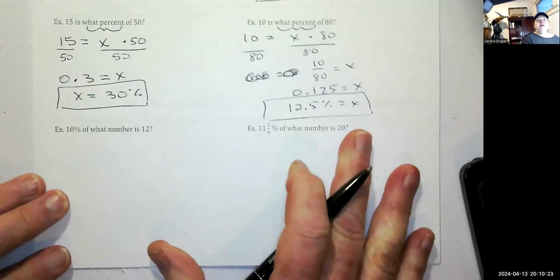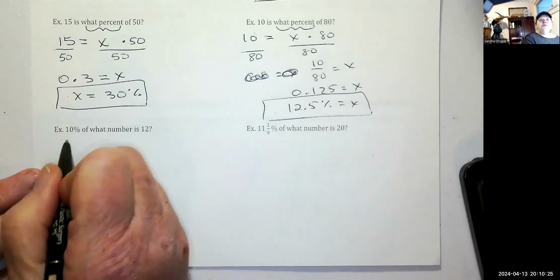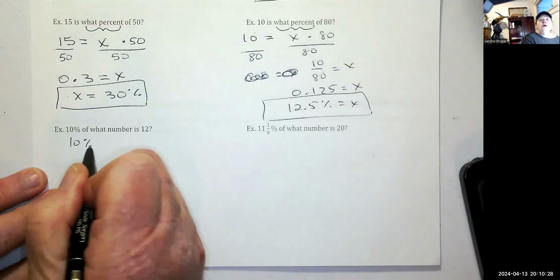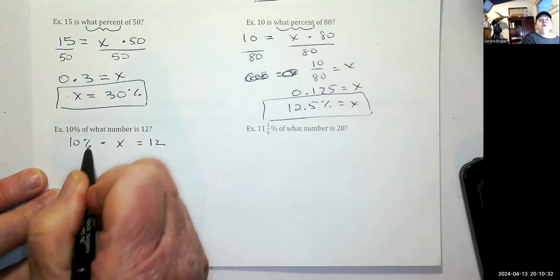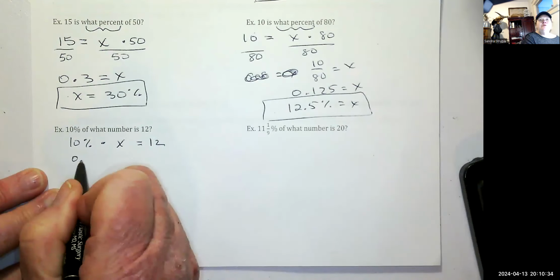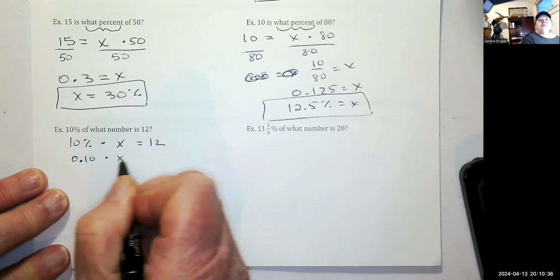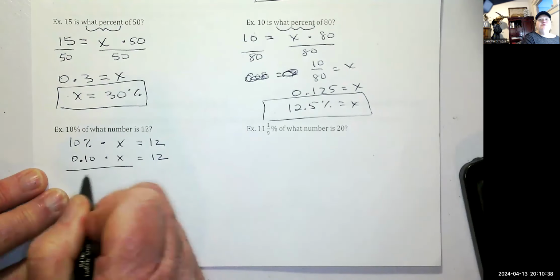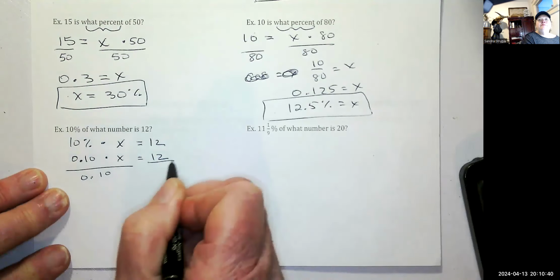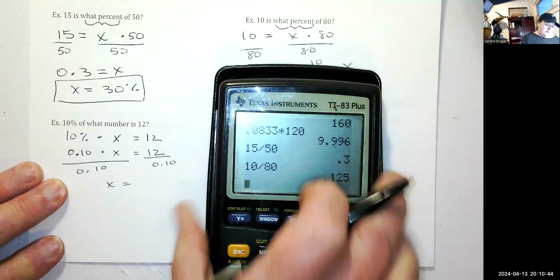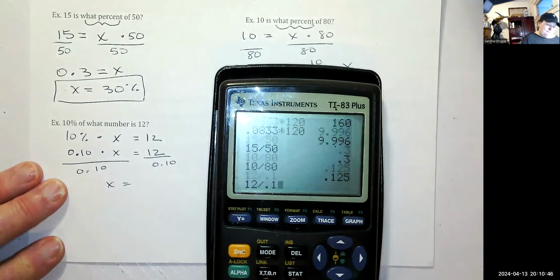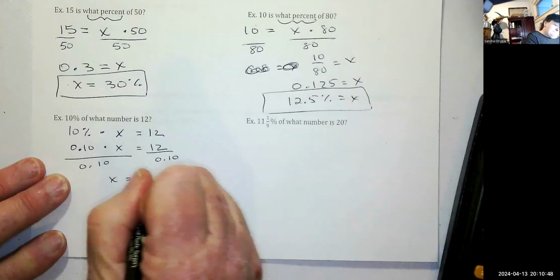Okay, 10% of what number is 12? Change my percent to a decimal. So 0.10 times X is equal to 12. Divide both sides by 0.10. And X is equal to 120.